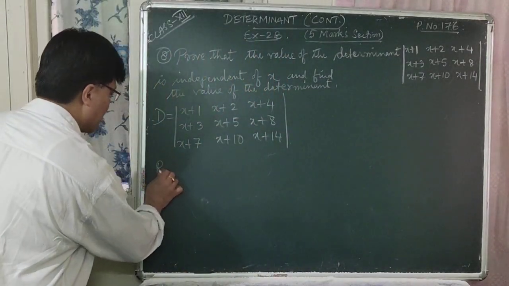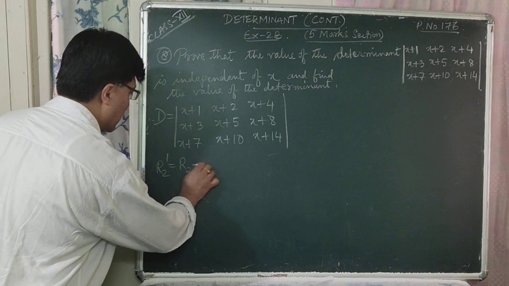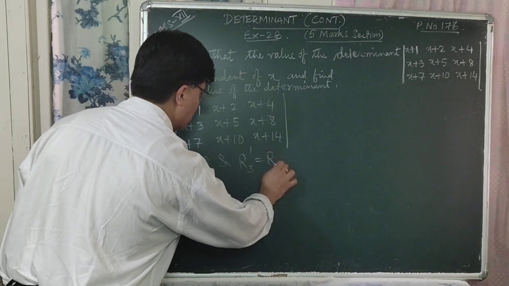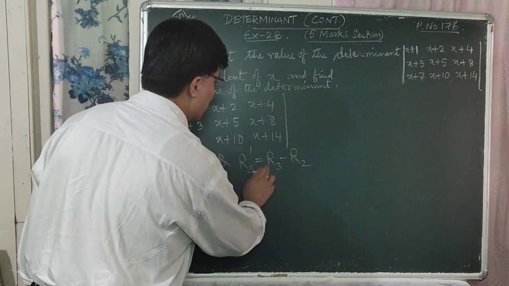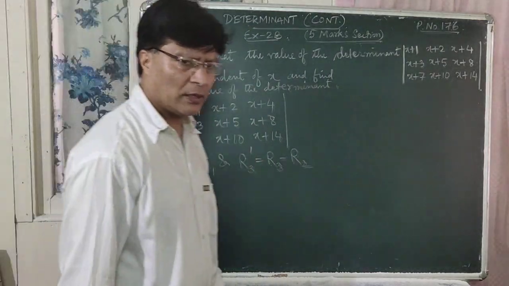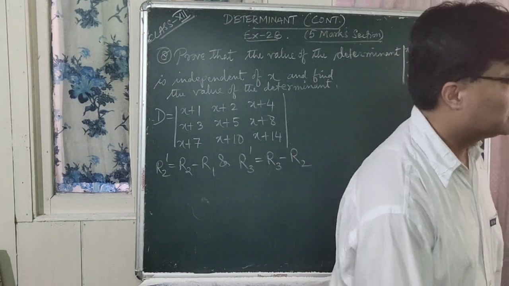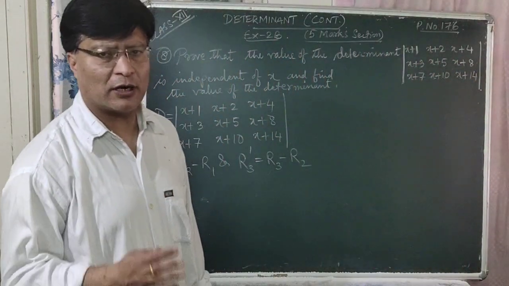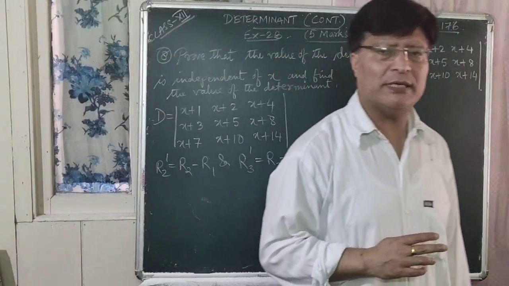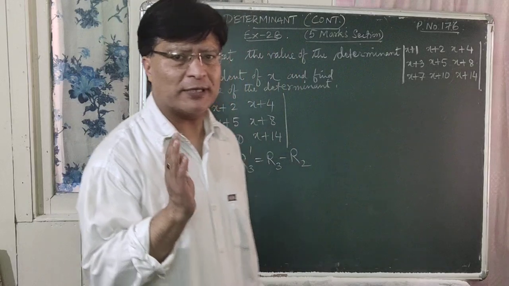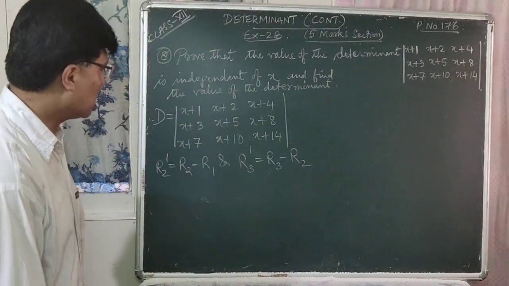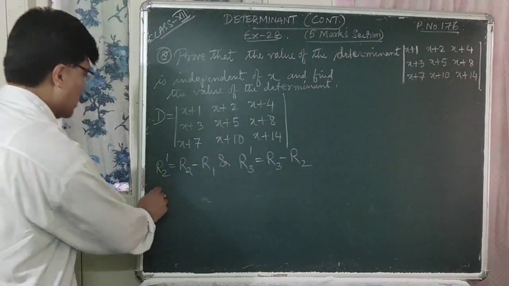So let us write R2 dash is equal to R2 minus R1 and R3 dash is equal to R3 minus R2. You may write R3 minus R1 also. Let's write R3 minus R2, okay? So in the previous class, I told you that in case of third order determinant, at a time, maximum 2 properties can be used. Not more than 2 properties can be used in case of third order determinant. Clear? So now let's use this property now.